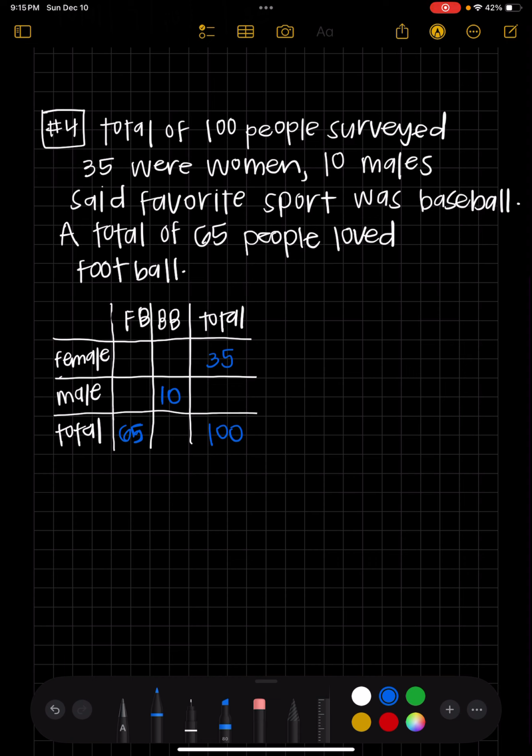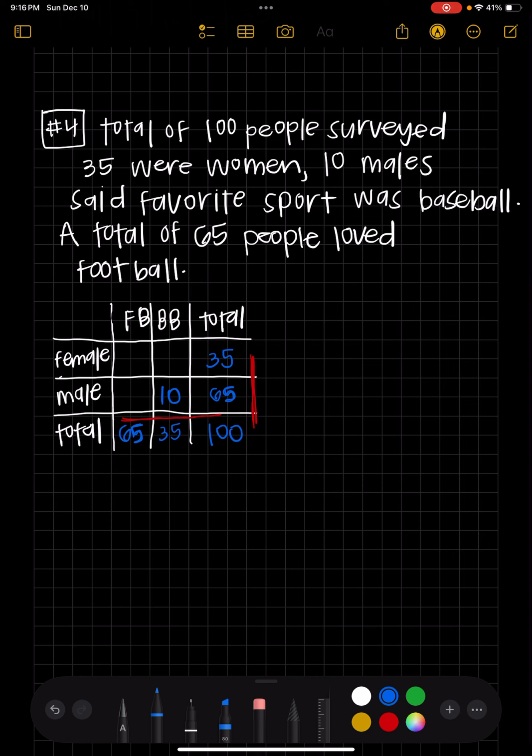So remember, when we're looking at this, we want to find something with only one blank in either the column or the row. I'm going to just start with my total columns because both of those only have one blank. So I'm going to start with my total column. I know there were a total of 100 people and 35 of them were female, so I can do 100 minus 35 to figure out what the total amount of males were, and there were 65 males because 100 minus 35 is 65. Now I'm going to go to the total row and do the same thing because I know there were a total of 100 people and 65 of them love football. So how many like baseball? I'm going to do 100 minus 65 to figure that out, and then I get 35.